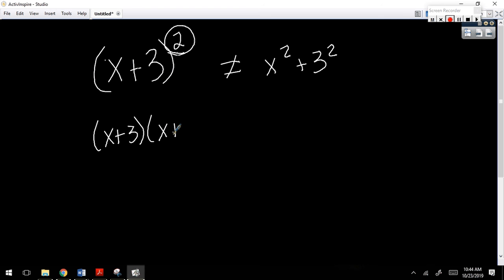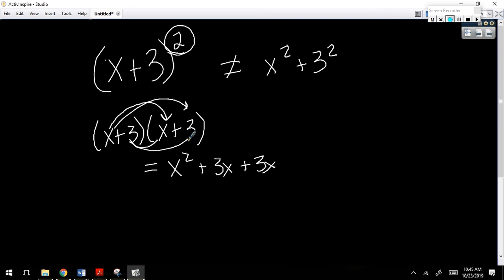Which means now I have to start distributing. X times x is x squared. If the exponent's 3, you would FOIL that. Plus 3x plus 9. It does make a perfect square trinomial. It'd be x squared plus 6x. Is that the same thing as x squared plus 9? No. Well, this up top, x squared plus 3 squared.